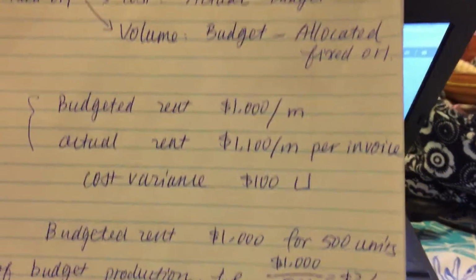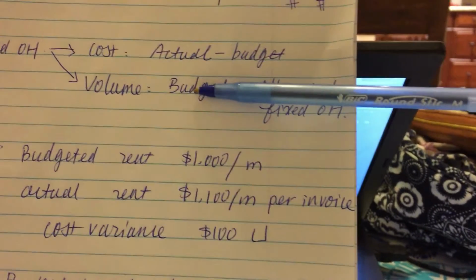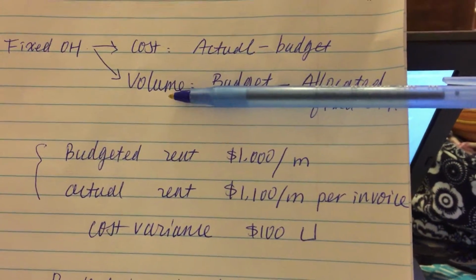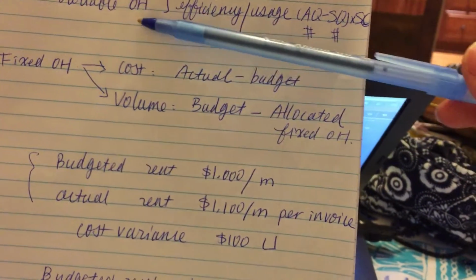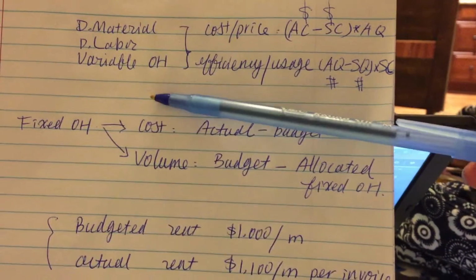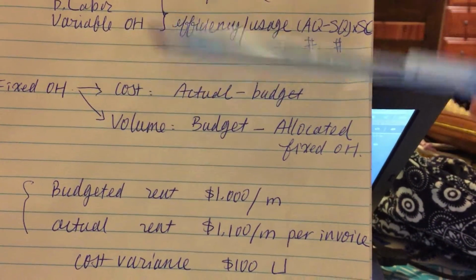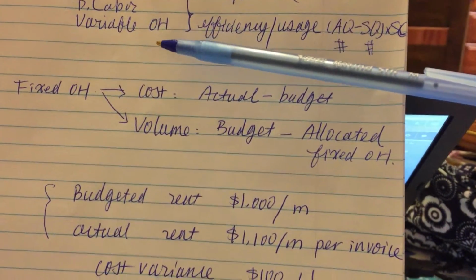Hi, next let's look at fixed overhead variances. We are going to look at cost variance and volume variance for fixed overhead. Now, fixed overhead is just like variable overhead. They are related to the manufacturing process. They are part of the product cost. They are untraceable to an individual product.